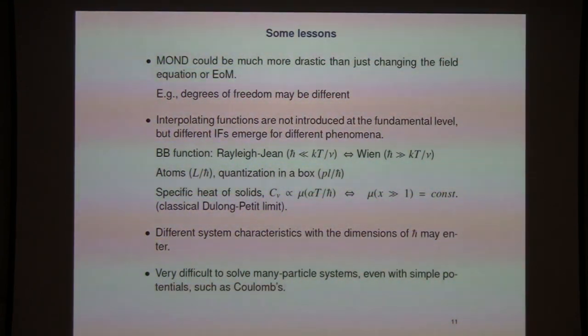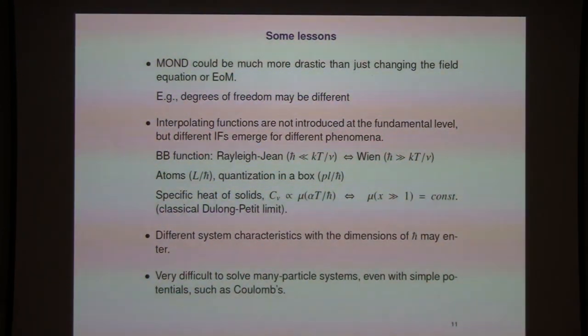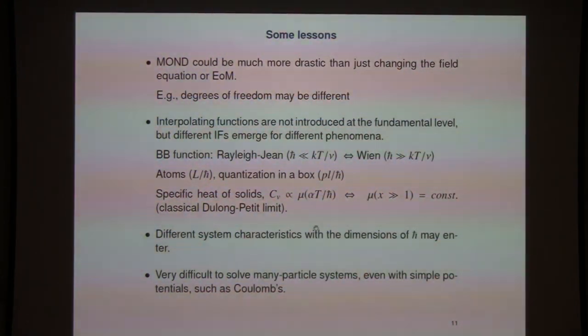When you quantize in a box, for example, you get another interpolating function. When you look at the heat capacity of solids, there is the classical Dulong-Petit limit of constant specific heat, but in the quantum regime there's another dependence. What is common to all this is that the analog of a0 in quantum mechanics is h bar. That's the new constant that was introduced. And again, in all these expressions, when h bar goes to zero, you formally restore the classical regime and classical results. And in the other limit, you get the deep quantum regime.